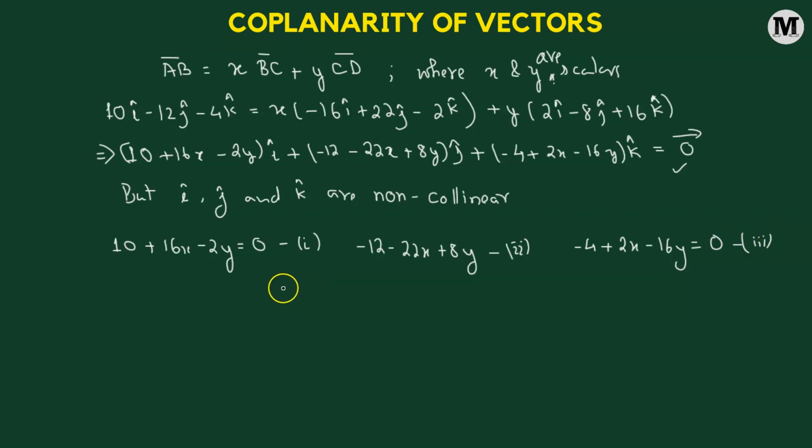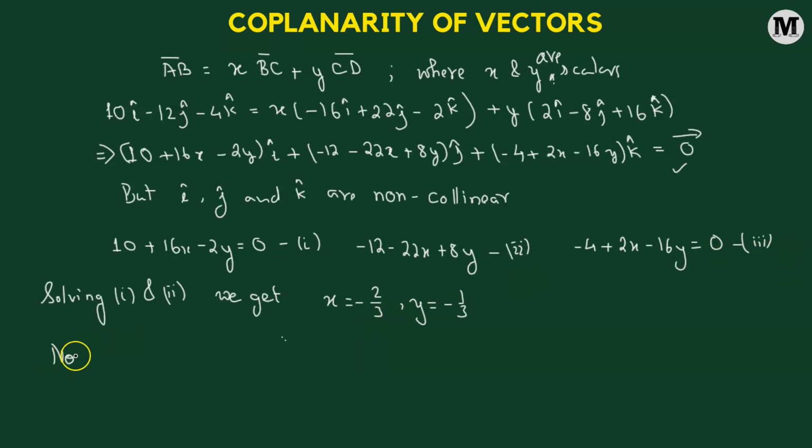Next, what we'll do, we'll take any two equations at a time and solve for the value of x and y. And whatever x and y value we get, it must satisfy the third equation. So let's begin by solving equation 1 and equation 2. Now we are going to get x equals negative 2/3 and y is going to be equal to negative 1/3. Now what we'll do, we will check whether this satisfies equation number 3 or not. Now we substitute x equals negative 2/3 and y equals negative 1/3 in equation 3.